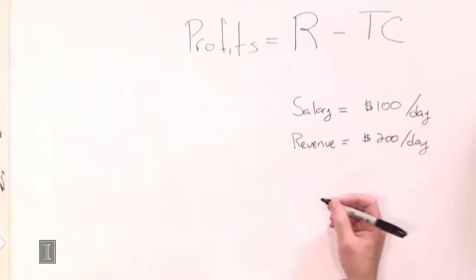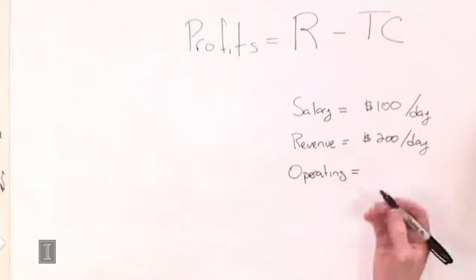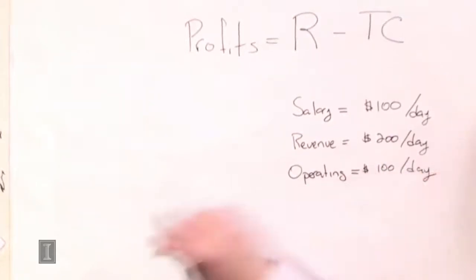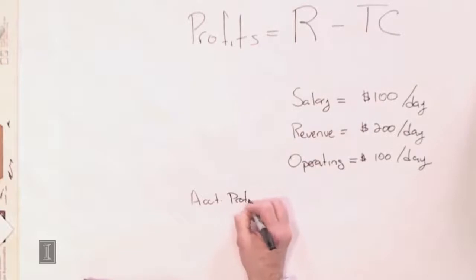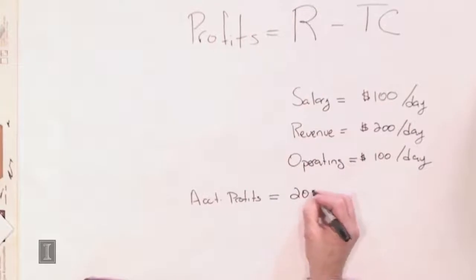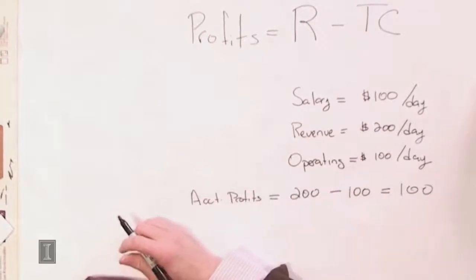And say that the operating cost per day is about $100. These numbers are hypothetical, but the magnitude of the numbers is not critical. The question is, what are Mike's profits here? Well, it depends on who's calculating this. If an accountant was calculating this, the accounting profits will be equal to the revenue that Mike's made, the $200, minus the operating costs, which are 100, and you will have a profit of 100.